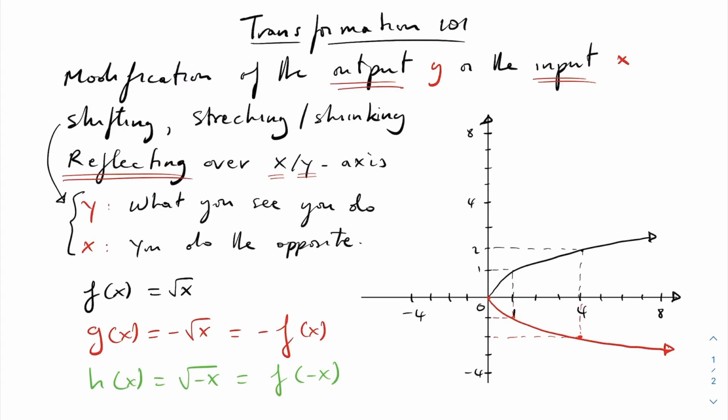And finally, to obtain the graph of h of x, we are to negate the input of f of x. And so the point of coordinate 4, 2 will become negative 4, 2. The point of coordinate 1, 1 will become negative 1, 1. And the point of coordinate 0, 0, of course, would stay at 0, 0. And so with those 3 points, we can connect them together and observe here that negating the input is the same thing as reflecting the graph over the y-axis.